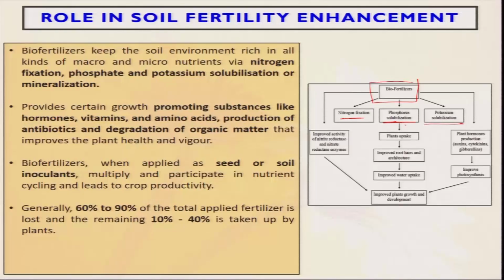And among the phosphorus solubilizers, after plant uptake, they improve the root hairs and architecture, and also improve water uptake, and that is very important. Because in our rain-fed agriculture, where there is no facility of irrigation, farmers need these types of things which promote a sufficient amount of water being supplied over a period of time. So, it not only helps in nutrient supply, it also enhances the supply of water over a period of time for better plant growth.